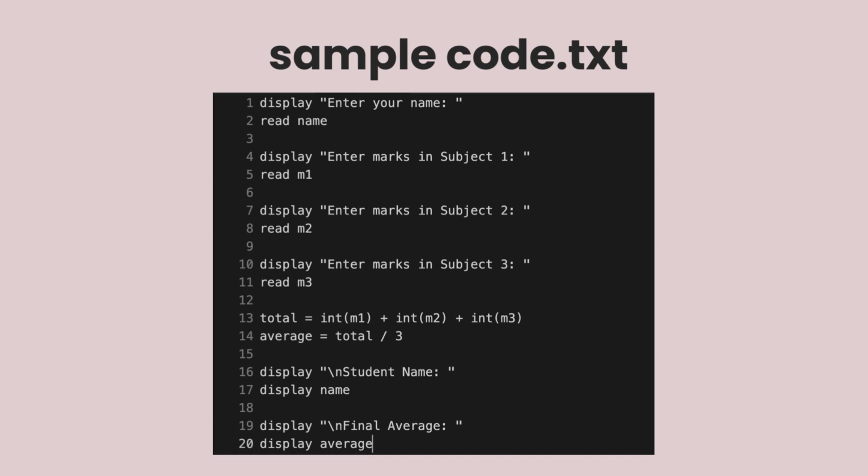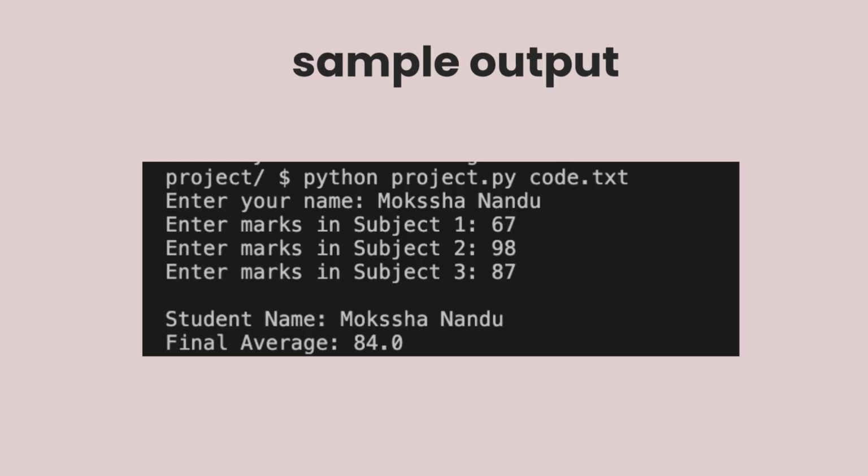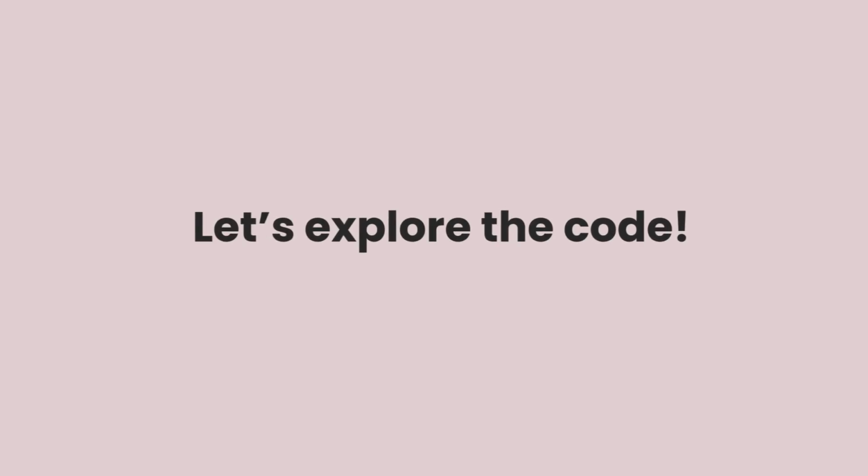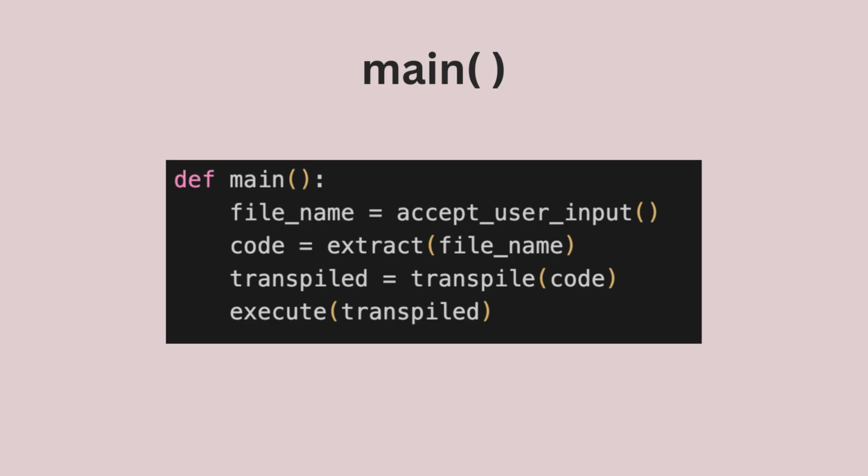This is a sample code that reads the user's names and marks in three subjects and displays their name and total marks, which is the average of the three subject marks. Let's explore the code now. We begin with our main function. I have tried to structure the program in a modular way such that all the main function has to do is call out to the other functions.